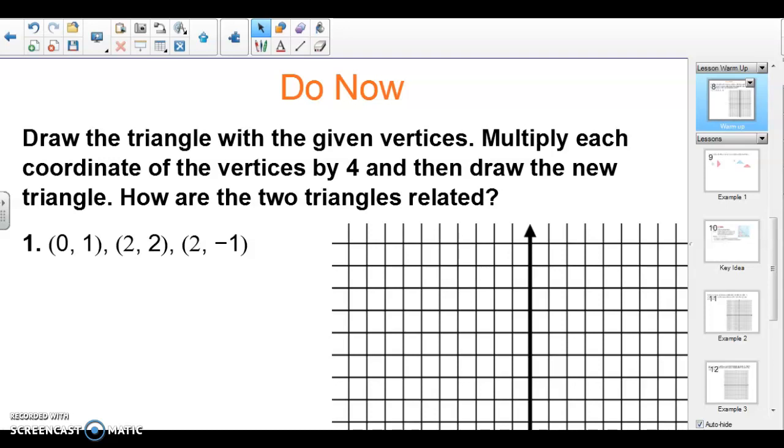So to start off today, I'd like you to do the do now here, which is to draw a triangle with the given vertices and then multiply each one of these numbers by 4 and then draw the new triangle. Draw this, multiply every single one of these numbers by 4, draw the new one, and then try to decide how the two are related. If you pause the screen and do that.